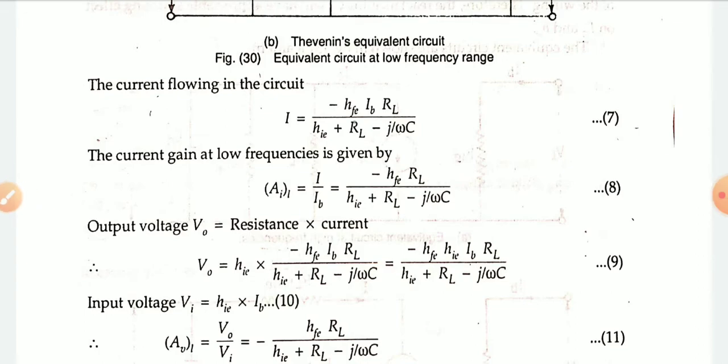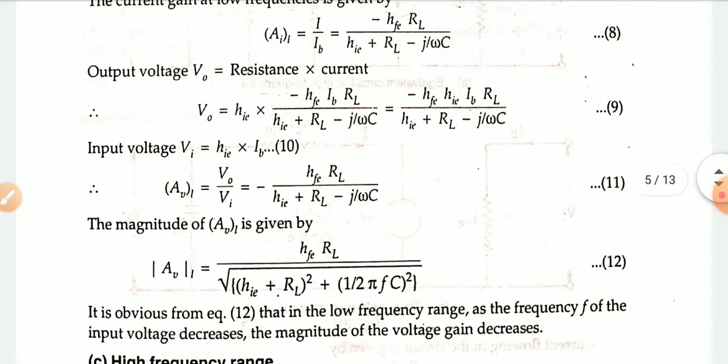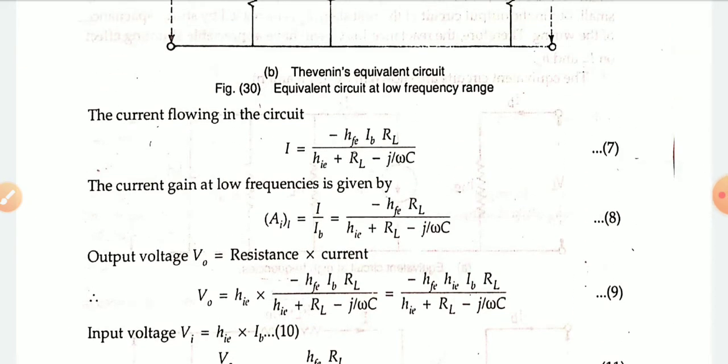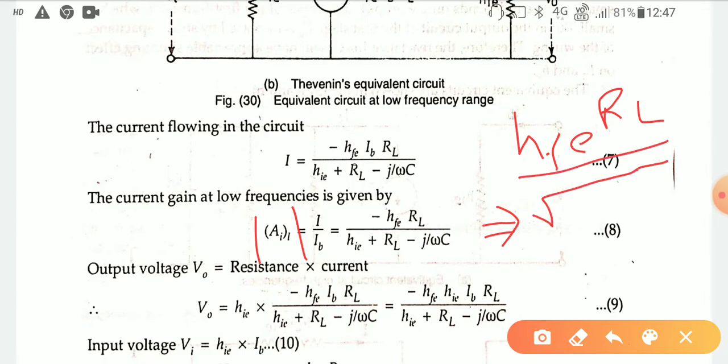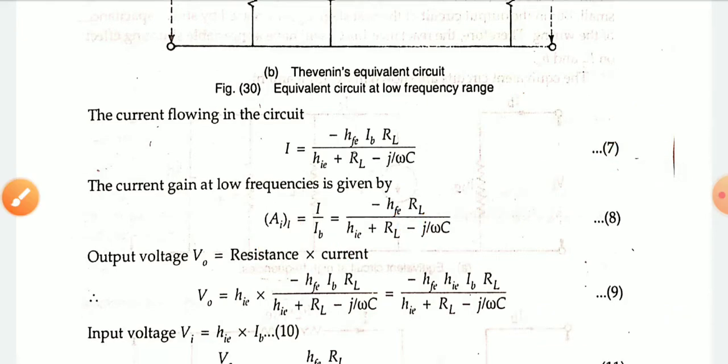The magnitude will be defined for the low frequency AVI. This is not written here, so it will be written as such, in the form of a mod value. This mod value will be defined as, if you take the mod value, hfe RL by root over of this portion square plus 1 by omega C whole square. So this will be the magnitude for the current gain.